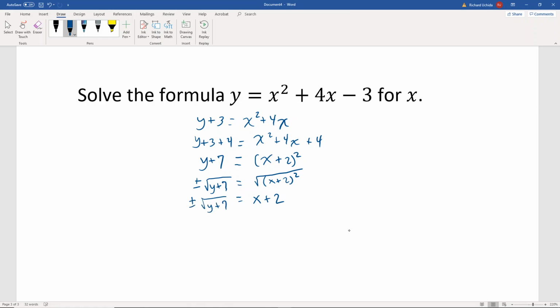And now to do the last step to solve for x, to get the x by itself, we're going to subtract 2 from both sides. So on the right side we just have x. Now subtracting 2, that's the same thing as adding a negative 2. So I'm going to write this as negative 2 plus or minus the square root of y plus 7. So like I said, this is a special case because you do have that plus or minus in the formula.